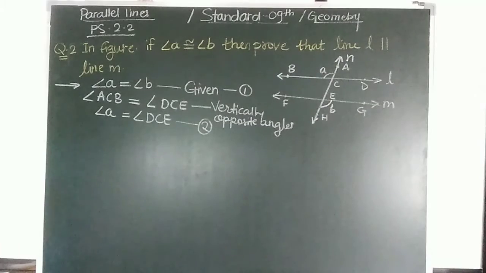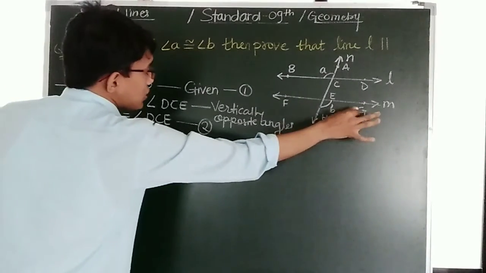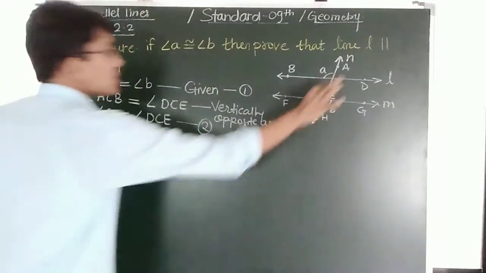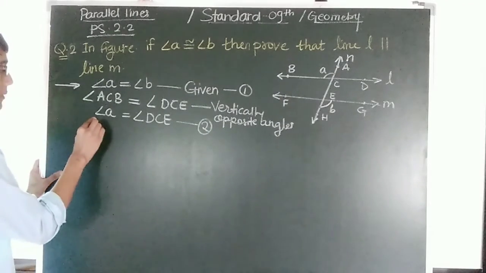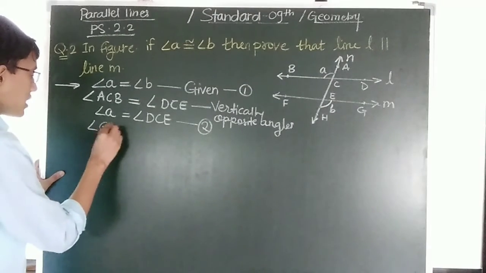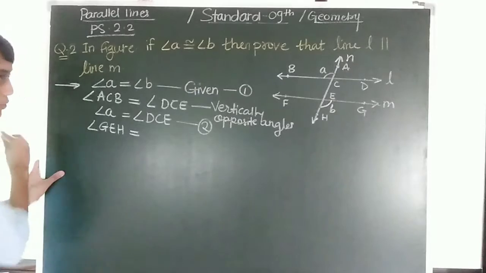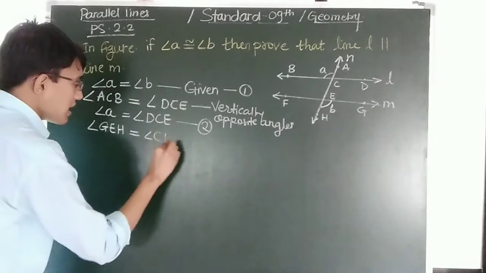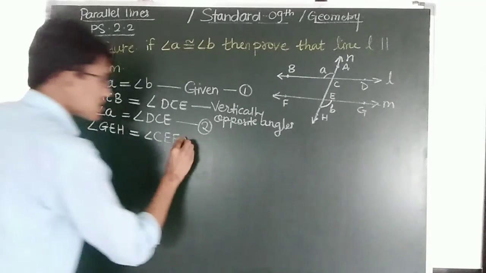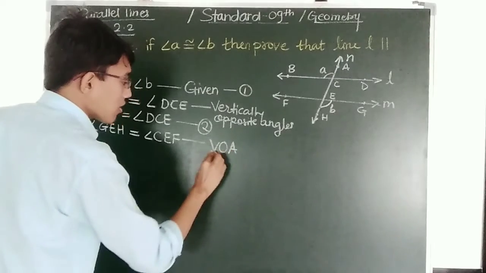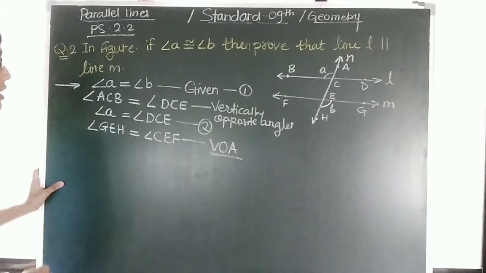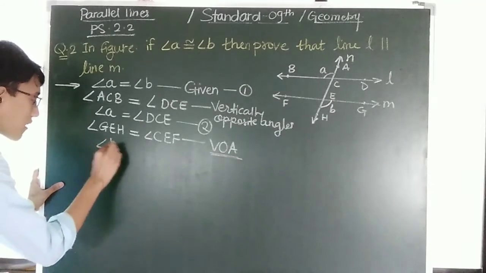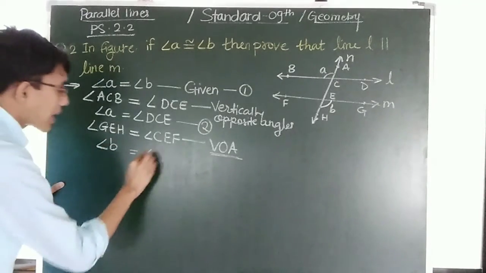Okay, then we can see that angle GEH and angle CEF, again these two angles are congruent to each other, and the reason is both the angles are vertically opposite angles. So I can write angle GEH is equal to angle CEF. Okay, again the reason is same, vertically opposite angles. Okay, don't use the short form while giving the reason, write the full form of it, vertically opposite angles. Okay, so what is angle GEH? It is nothing but angle B, so I have written angle B is equal to angle CEF.